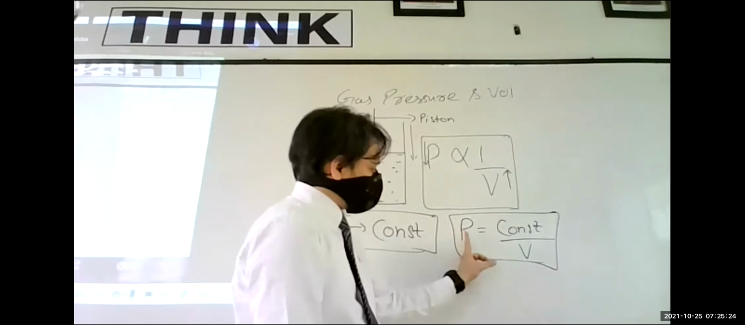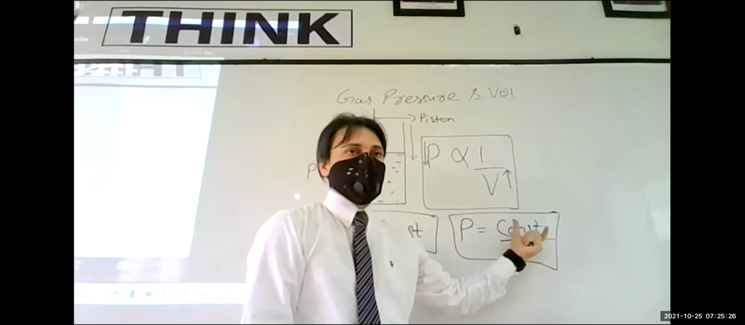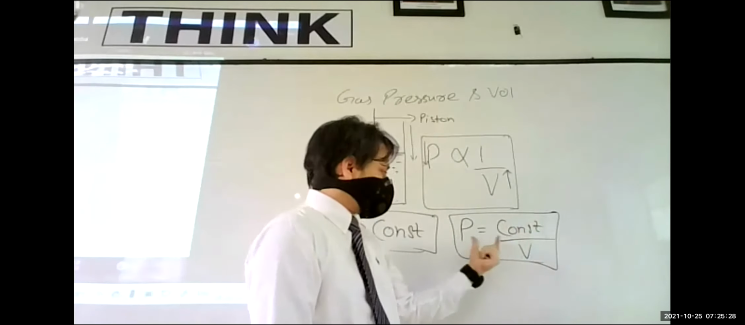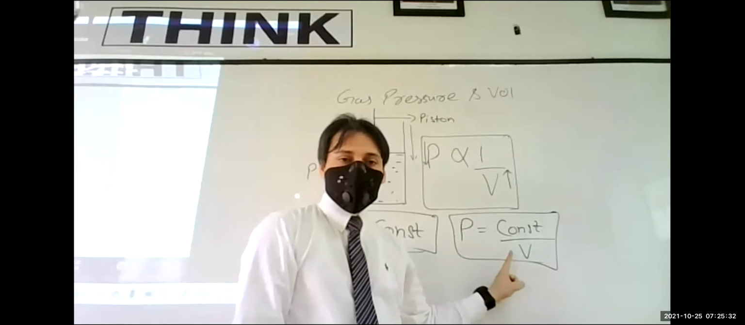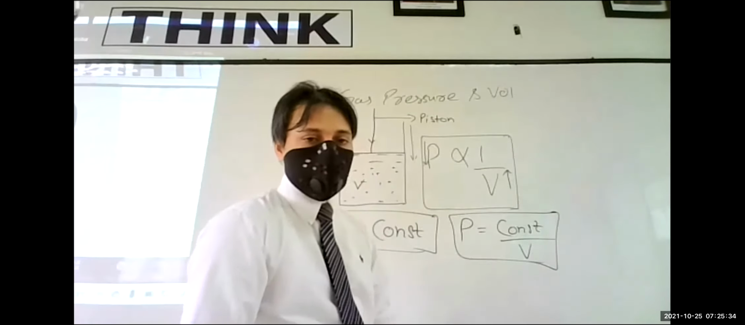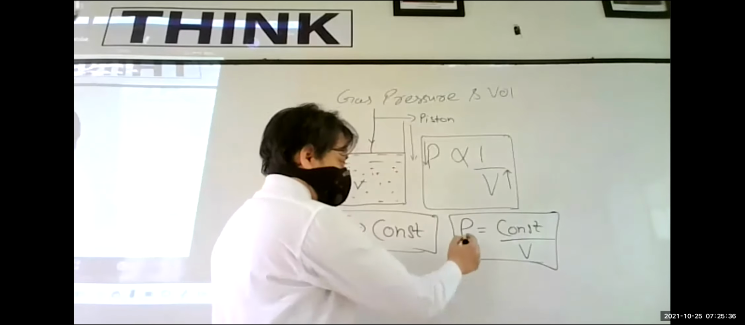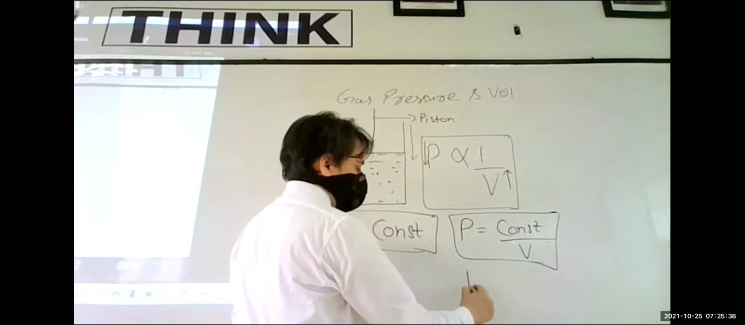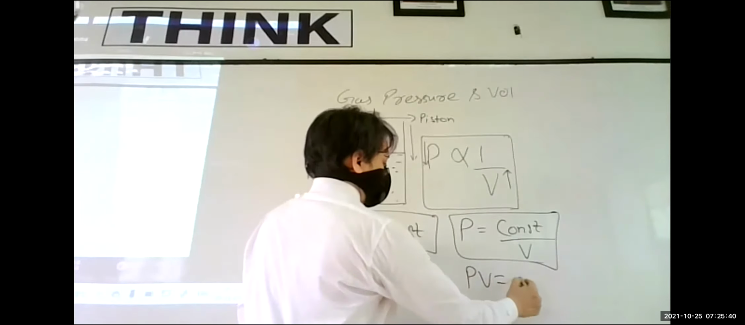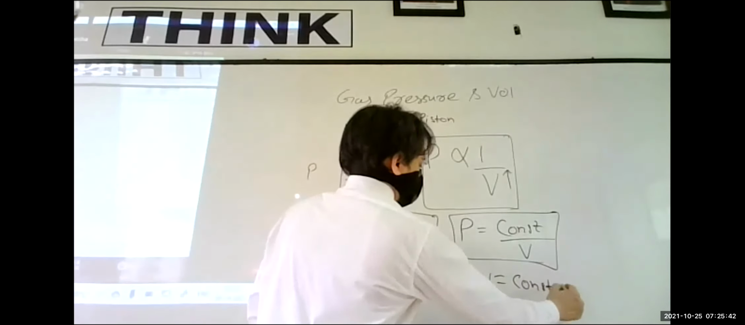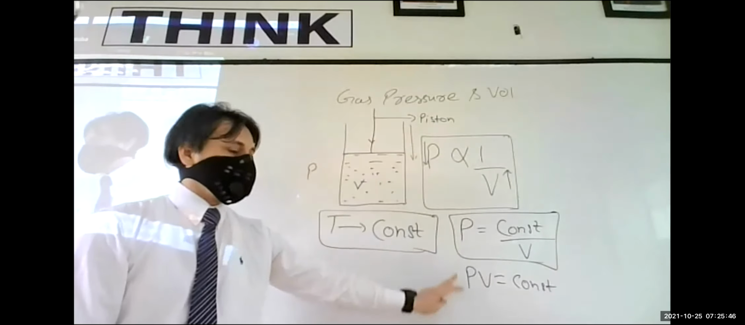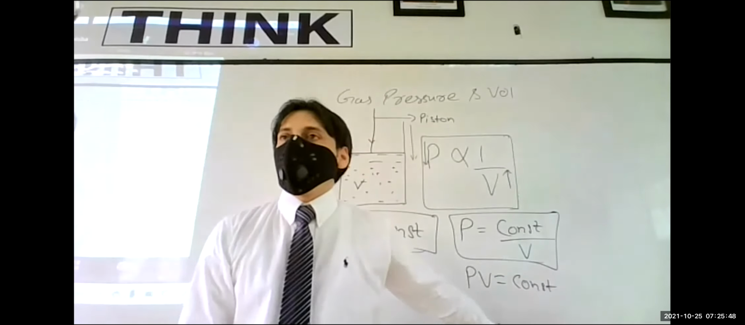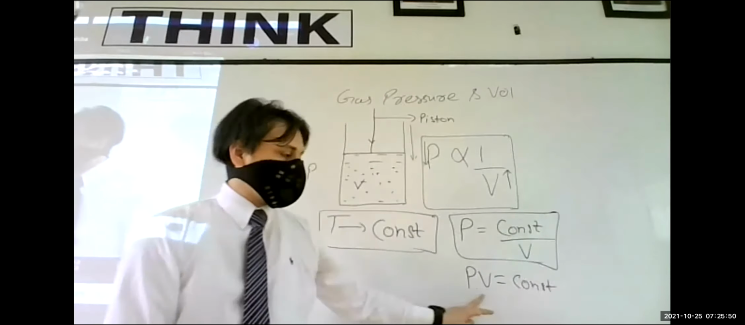If we have this equation, P is equal to some constant, I will give you the value of the constant also. If P is equal to constant, children, divided by volume, and you cross multiply, PV is equal to constant. PV is equal to constant. What do you mean by this statement? PV is equal to constant.